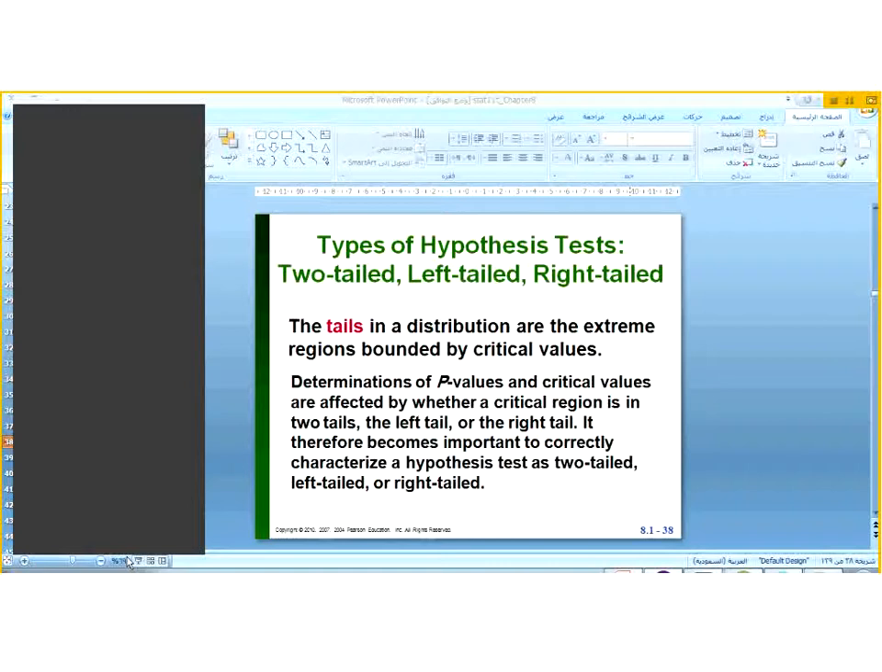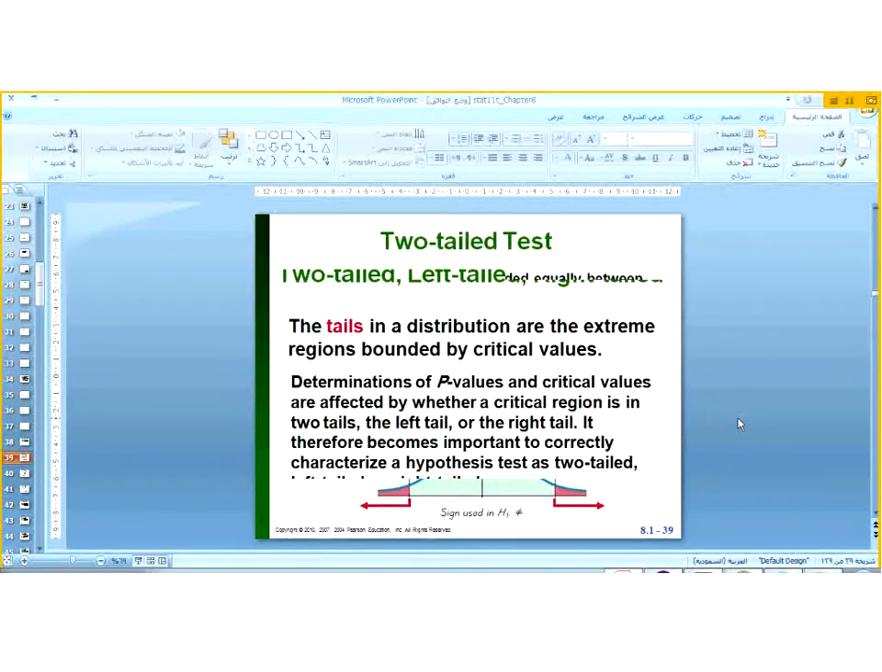Okay, good. So determinations of p-value and the critical value are affected by whether a critical region is in two tails, which will be double, or in the left tail, where the critical value sign will be negative, or in the right tail, where the critical value will be positive. Okay, it therefore becomes important to correctly characterize a hypothesis as two-tailed, left-tailed or right-tailed. So do you see why it is important to know the type of test? If you know the type of test, you will know the sign of the critical value and the direction of the rejection: do I reject if greater or if smaller, and where the critical value or rejection region I am talking about is.